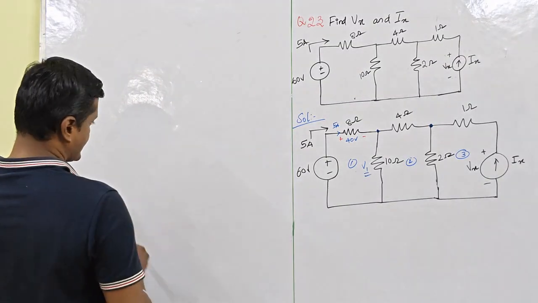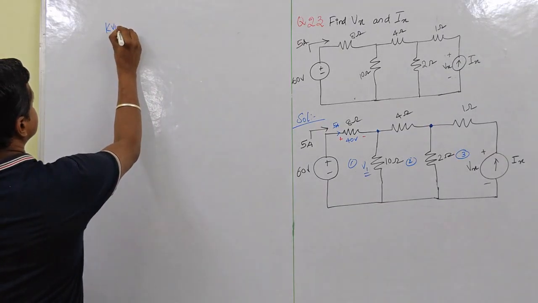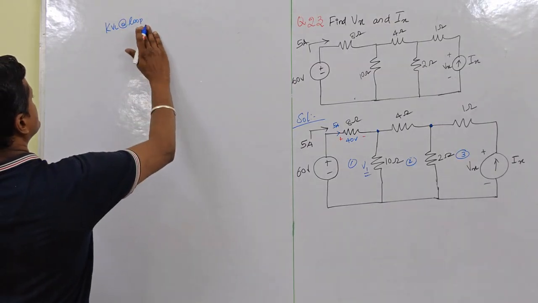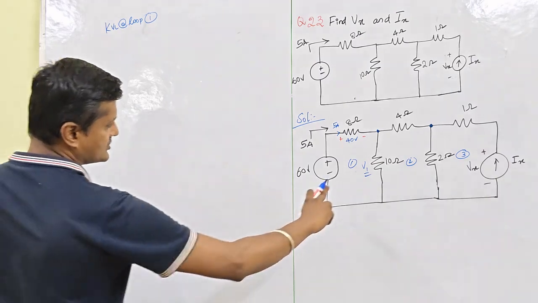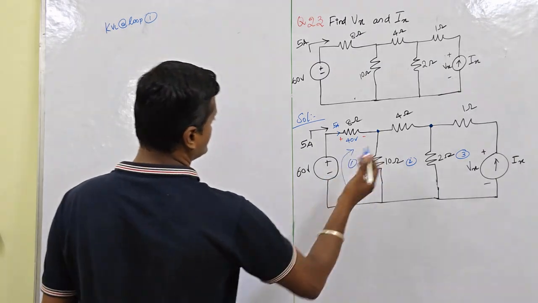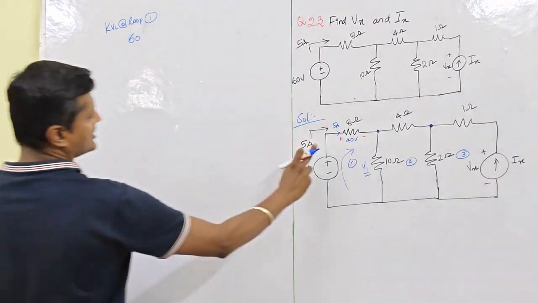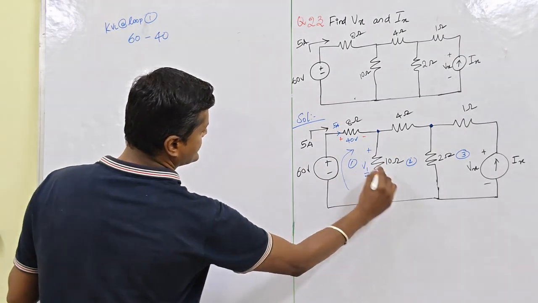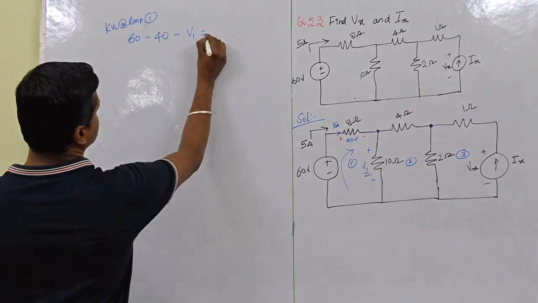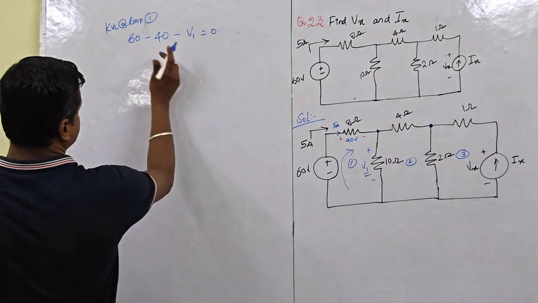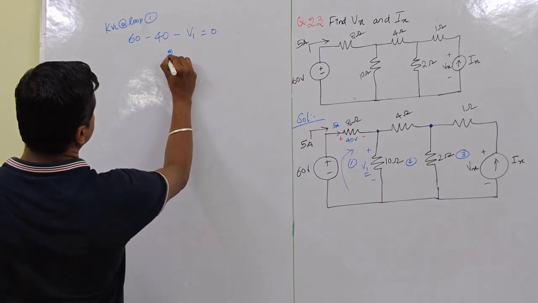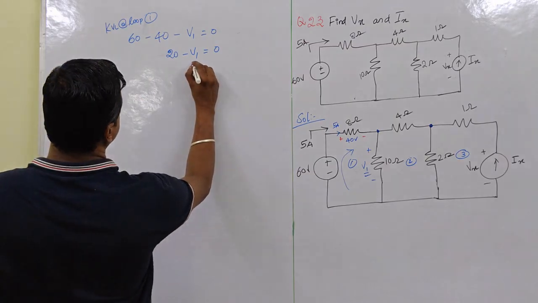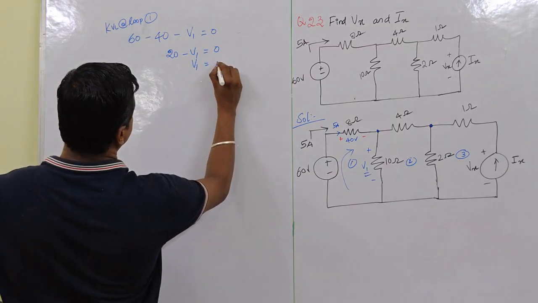So KVL at loop 1, sir. In the KVL, the current direction is already the default flow. So plus 60, then minus 5 into 8, that is 40. So what is the value? Plus and minus, so current changes, so minus V1, that is equal to 0. So plus 60 minus 40 is 20. 20 minus V1 equal to 0. What is the value of V1? V1 equal to 20 volt.